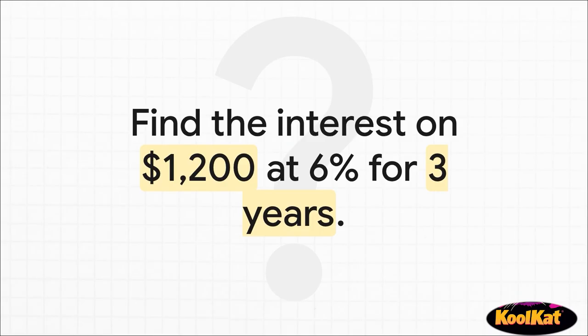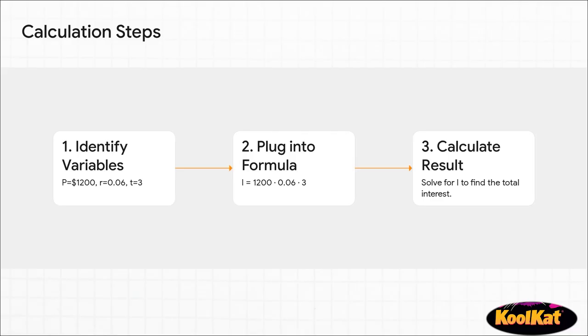All right, here we go. A classic GED-style problem. We need to find the simple interest on a loan of $1,200 at a rate of 6% for 3 years. Our goal here is pretty simple. We're just solving for I. So, first things first, let's identify each piece. Our principal, P, is $1,200. Our time, T, is 3 years.